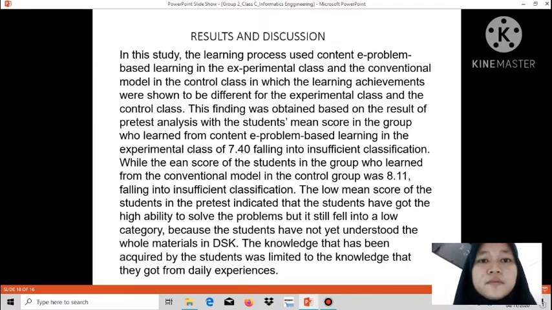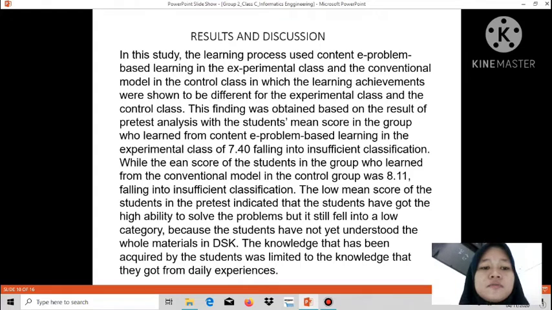Result and discussion. In this study, the learning process used contextual problem-based learning in the experimental class and the conventional model in the control class, in which the learning achievement was shown to be different for the experimental class and the control class. This finding was obtained based on the result of process analysis. The mean score of the students in the group who learned from contextual problem-based learning in the experimental class fell into a classification, while the mean score of the students in the control group who learned from the conventional model fell into a lower classification.